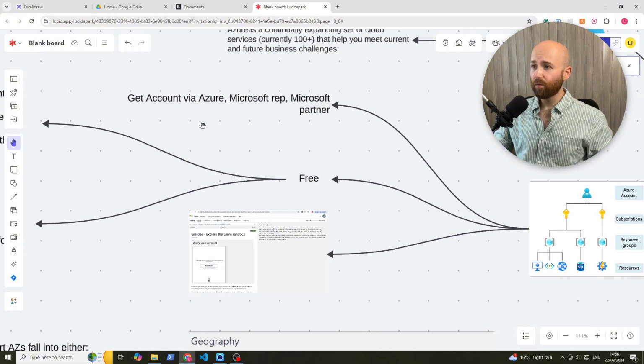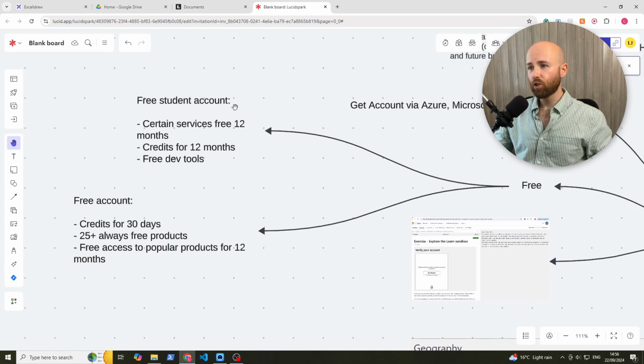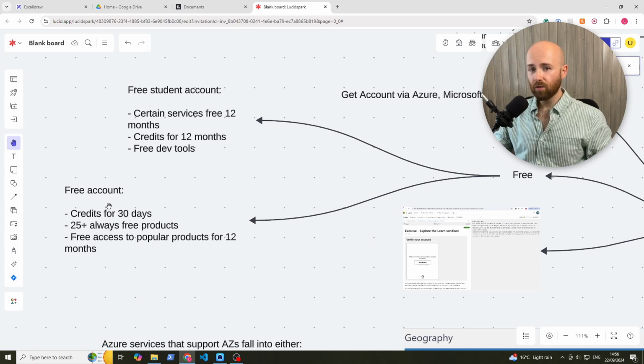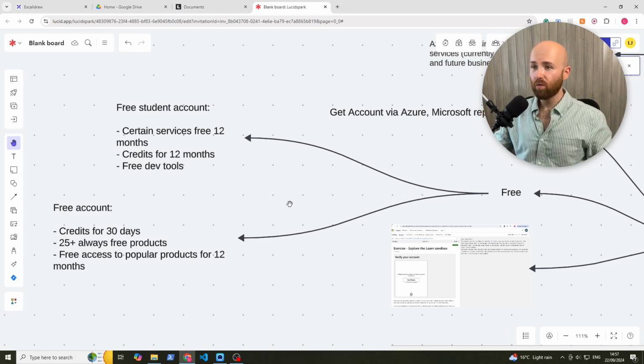You can also get a free account, so this is normally just via Azure, and you can get a normal free one or a student one. You can see here they have different service offerings. Essentially for a free account you get credits, which you can have for 30 days, it's like $200, 25 always free products, and free access to popular products for a year. And for the student one, you get certain services free for 12 months, credits for the 12 months, and some dev tools.